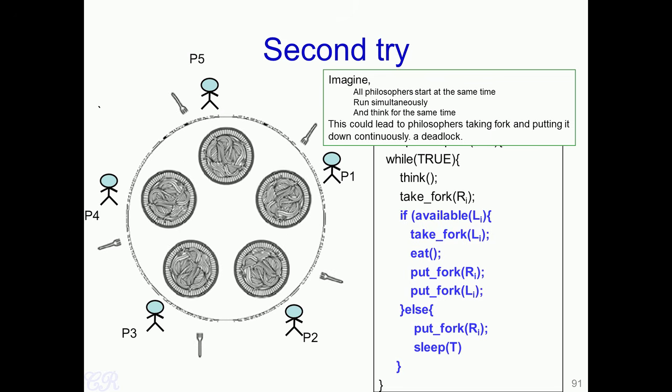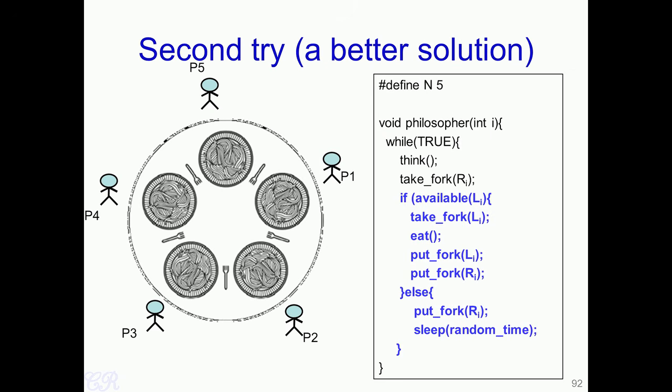A slightly better solution to this case is where instead of sleeping for a fixed time, the philosopher would put down the right fork and sleep for some random amount of time. While this does not guarantee that starvation will not occur, it reduces the possibility of starvation. Now, such a solution is implemented in protocols like the Ethernet.